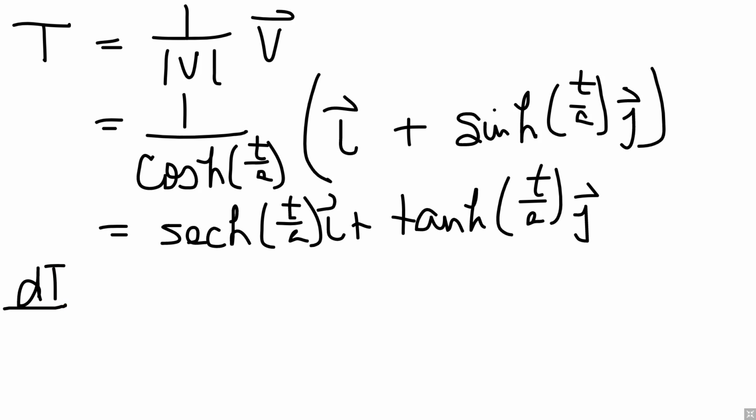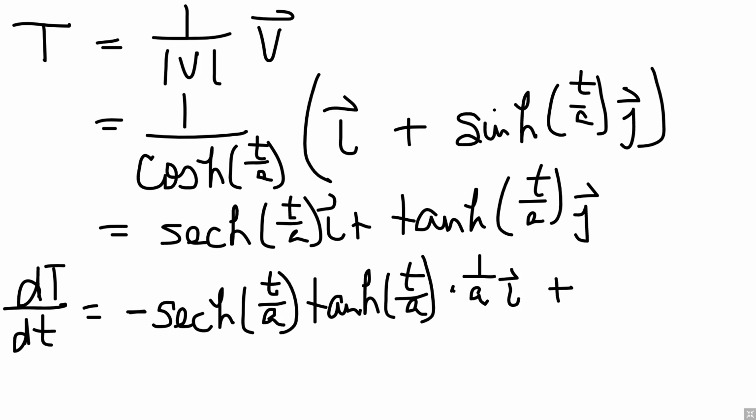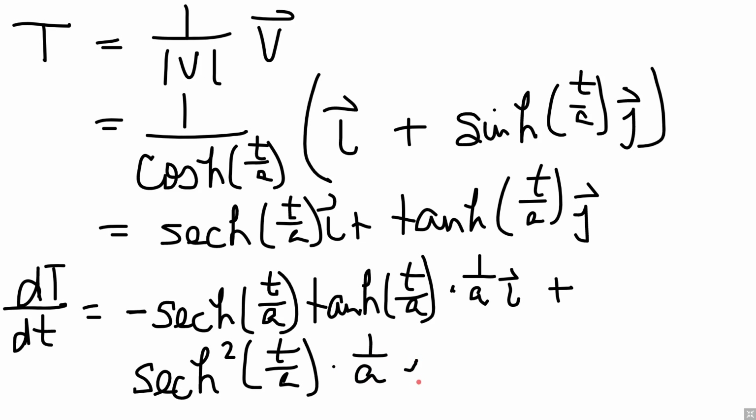Okay, so if we take the derivative of this, it's going to be negative secant hyperbolic of t over a tangent hyperbolic of t over a. But don't forget to multiply it by 1 over a. And this is going to be in the i direction. Plus the derivative of the second piece is going to be secant hyperbolic squared of t over a. And don't forget to multiply that by 1 over a in the j direction. Oh yeah, I think I messed up that part. I forgot to multiply my 1 over a.